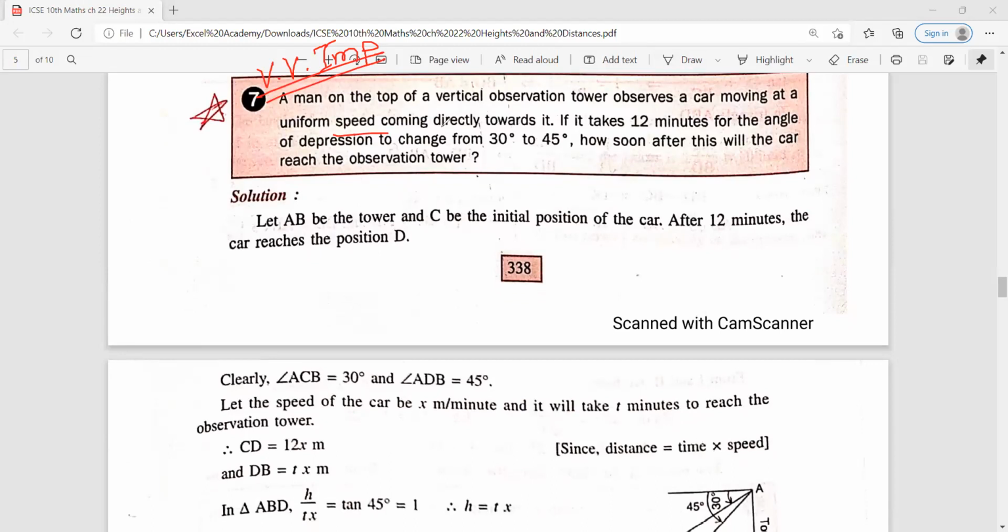Okay, coming directly towards it. Uniform speed आहे, म्हणजे there is no acceleration or acceleration is 0. If it takes 12 minutes for the angle of depression to change from 30 degrees to 45 degrees, how soon after this will the car reach the observation tower? Quite difficult to understand. नक्की काय त्यांना म्हणायचंय बघा नीट.